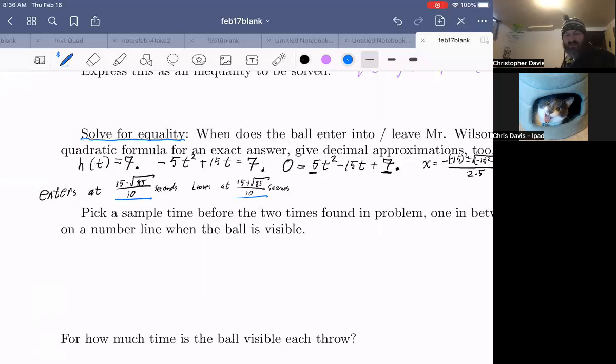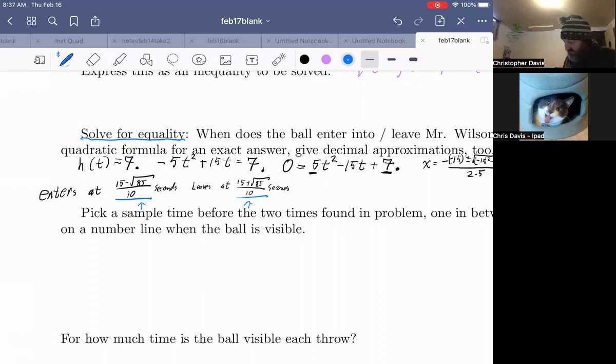Nice. So that's also told us something based on the graph of the function, but let's make sure that we have them in the right order. To confirm, let's pick a sample point between these two and see if it's actually in his field of vision.